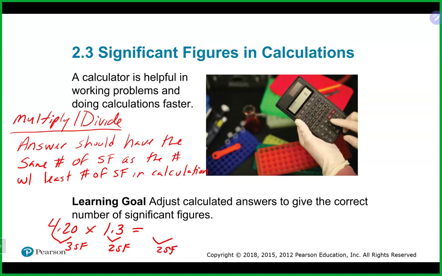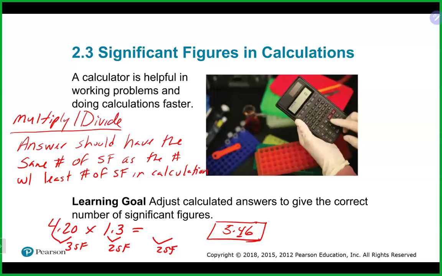So if I pop this onto my calculator here, one of the important things to remember about your calculator is it will probably maybe not give you your answer to the proper number of significant figures. And in this particular case on my screen, I got something like 5.46. That is 3 significant figures on my screen and not the right number of significant figures I need for my answer.